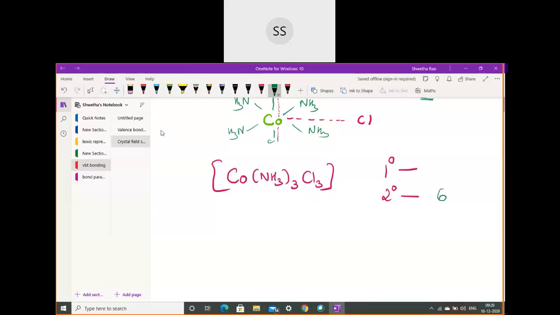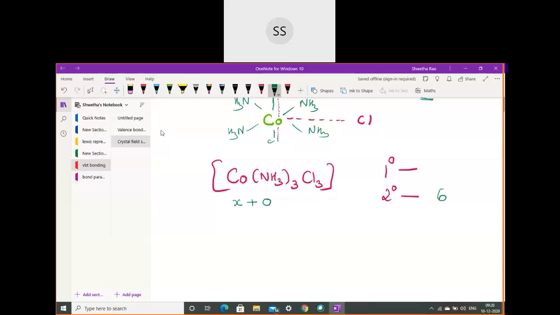So primary valency is 3 and secondary valency is also 3. I hope you are able to get it now. Secondary valencies are directly linked to the cobalt. So the link to the cobalt, you can see there are 3 ammonia ligands and 3 chloride ligands. So I can write here secondary valency is 6.